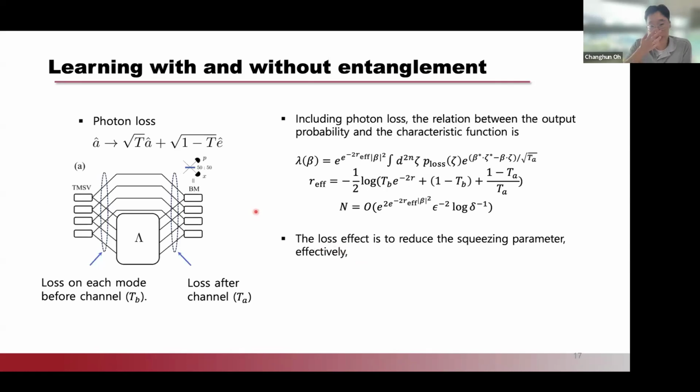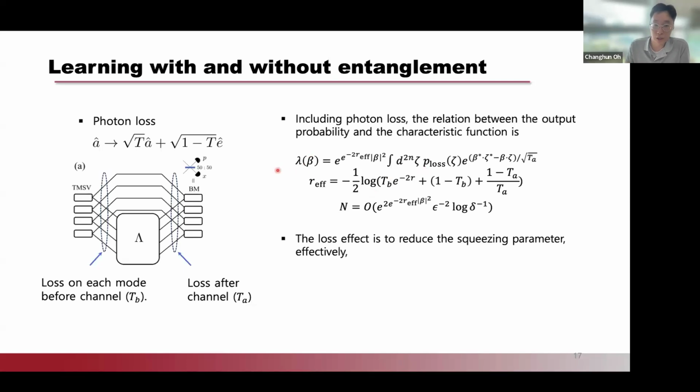And finally, we also consider some effect of loss to show that this quantum advantage is really practically achievable. And the main noise source in optical systems is the photon loss. So we consider loss in the preparation step and loss in the measurement step, and we can show that using a similar technique.